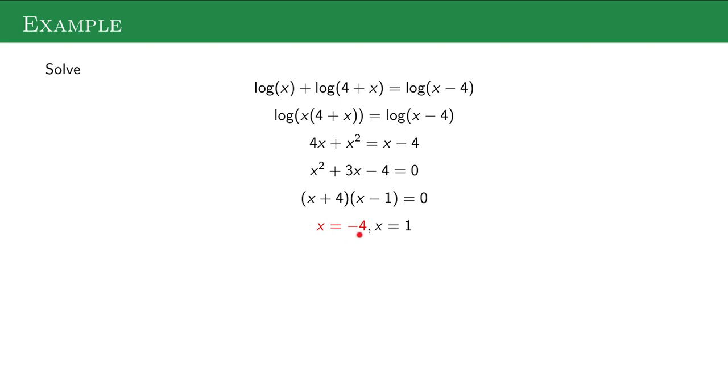-4, I can't plug in here because I can't plug negatives into a logarithm. So -4 I just have to cross out as a possible answer. And only 1 actually works. Actually, I lied. 1 doesn't work either because 1 minus 4 is -3, and I also couldn't put -3 into a log. So actually this problem has no solution. I didn't realize this originally. This problem has no solution because both these possible solutions don't work in my original equation.